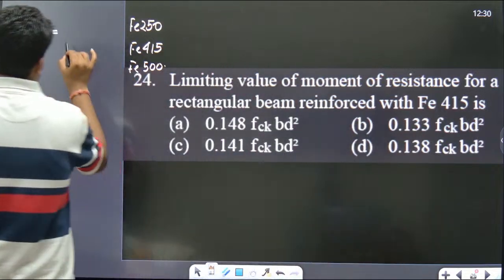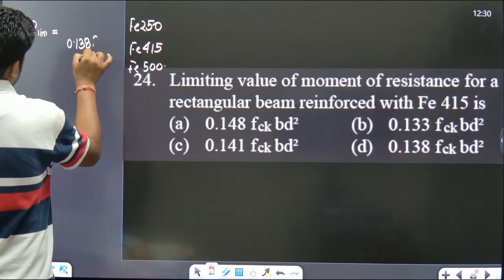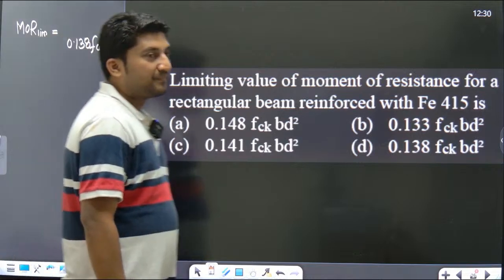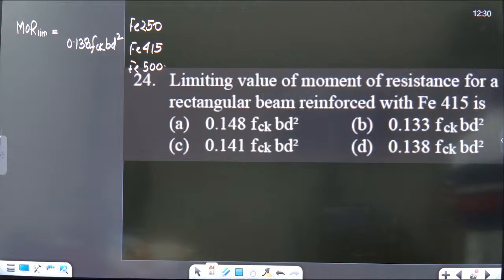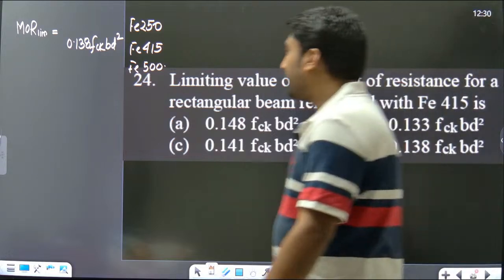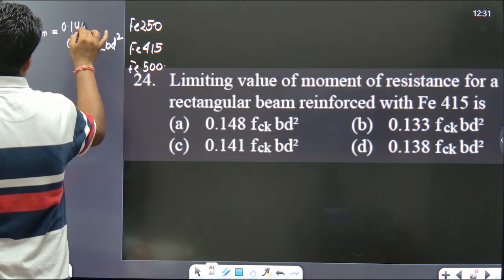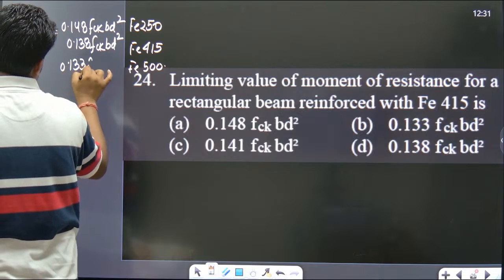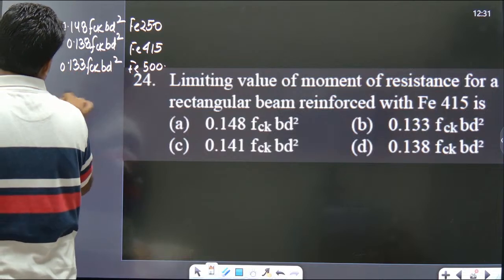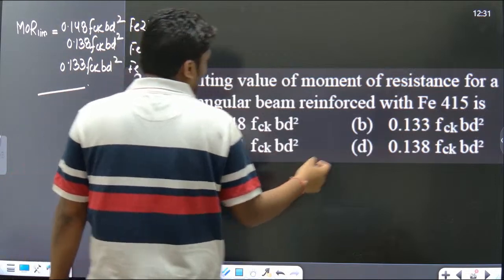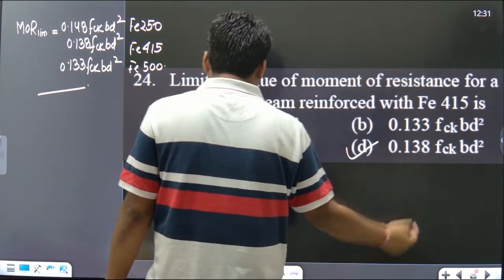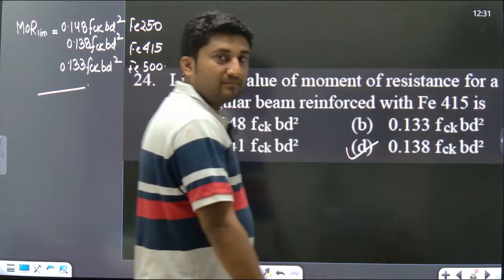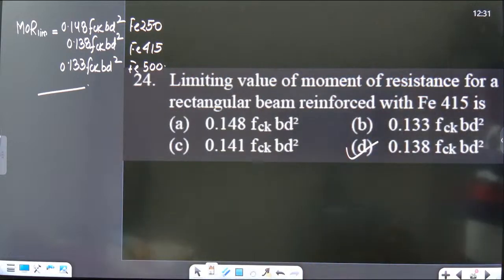So it is 0.138 fck bd square. How about Fe500? What will be the correct answer? For Fe500 it is 0.133 fck bd square. Understood? So you'll get the answer for Fe415 as 0.138. 0.138 is option D. Understood? Yes. Now moving ahead with the next question.